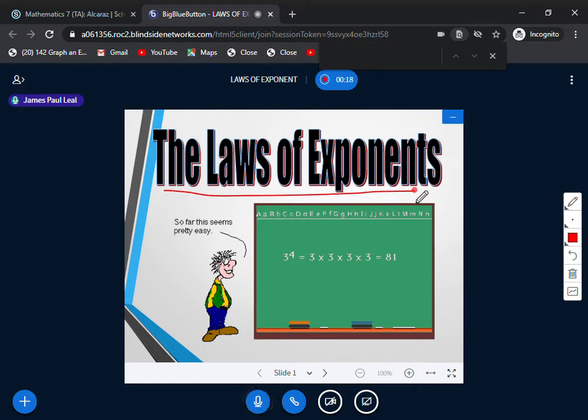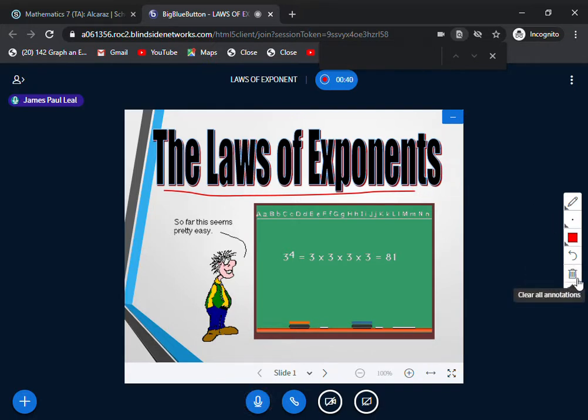For today's topic, I will be discussing the laws of exponents. For this section, I will be discussing five laws of exponents. Later we will know that, but let me first give you some insight about the concept of exponents. So let's proceed to the basic concept of exponent.